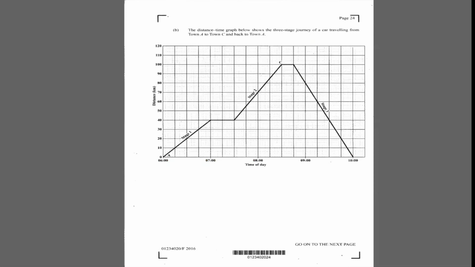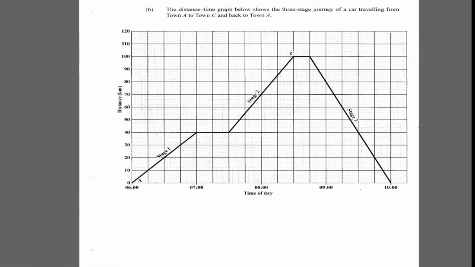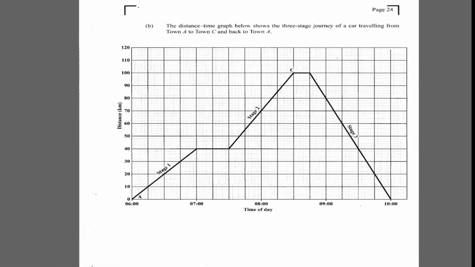All right, now part B of the question is usually kinematics, or as most people would say, motion in a straight line. It says the distance time graph below shows the three-stage journey of a car traveling from town A to town C and back to town A. And it says that it starts from 6 o'clock in the morning and reaches back home 4 hours later at 10 o'clock.